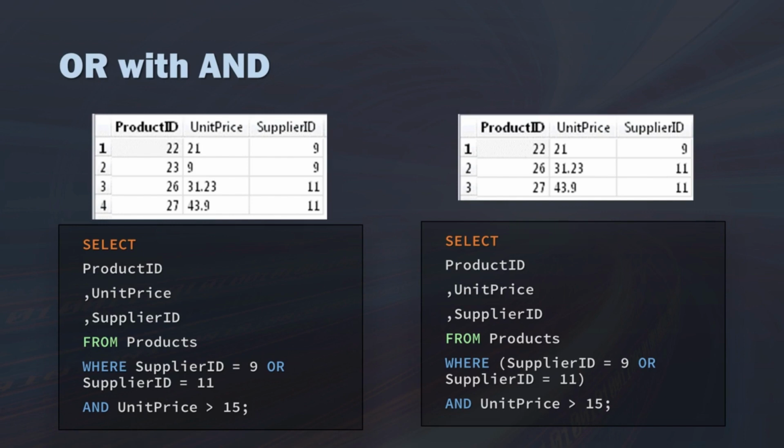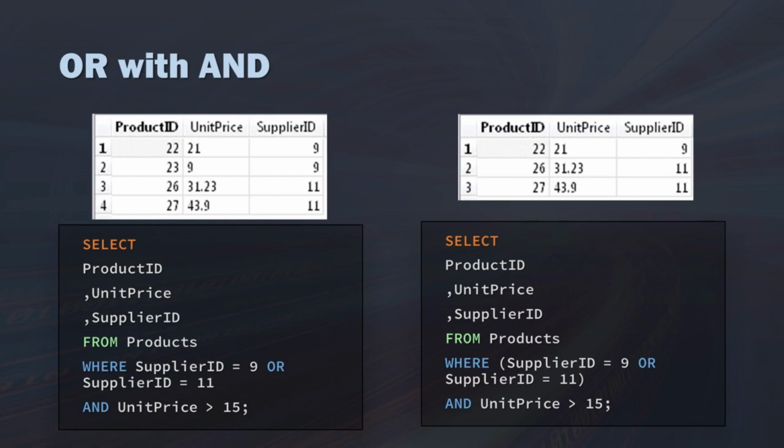And I have where supplier ID equals 9 or equals 11. And I also add the unit price is greater than 15. What you'll notice though is I'm getting some unit prices that are not greater than 15. And so one of the things to understand about why this is happening is because SQL is processing the or before the and. And so one of the ways to limit this is to use parentheses.